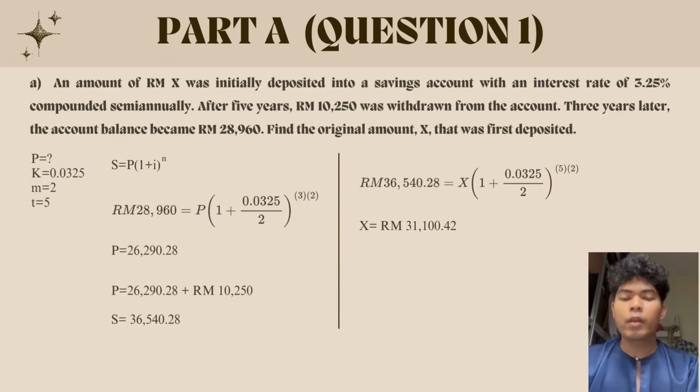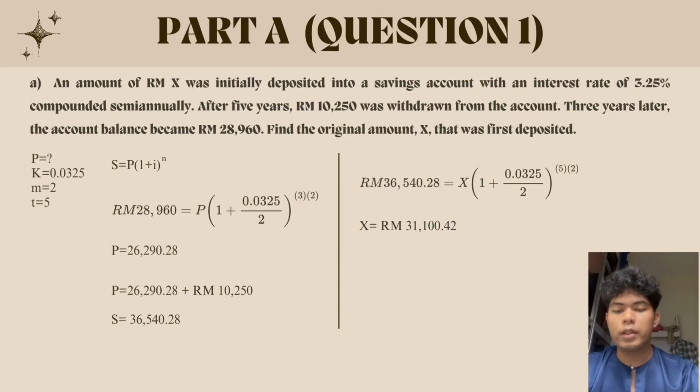For the first part, we need to do it like this: 28,960 equals P times (1 + 0.0325 per 2) to the power of N, which is T multiplied by M. But here the T was 3 because we need to find the first 3 years later. So the answer is RM26,290.28.